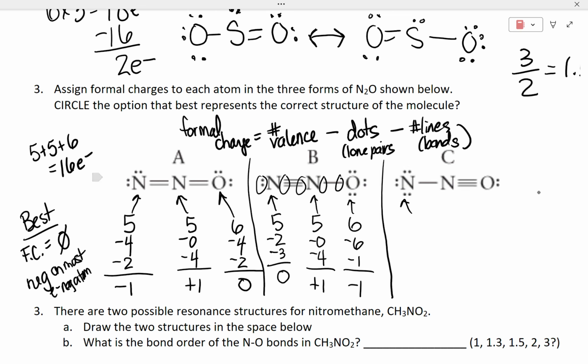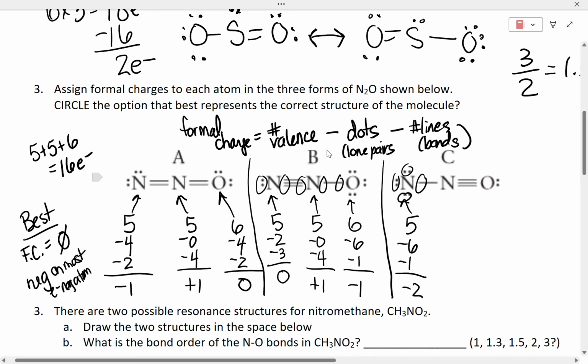Over here, nitrogen has 5 valence. There are 1, 2, 3, 4, 5, 6 dots, and then there's 1 line. So that is 5 - 7, that's -2. Oh, that doesn't look good, because we want the formal charges to be 0, but if they can't be 0, we want them to be as low as possible. So like -1 is better than -2.